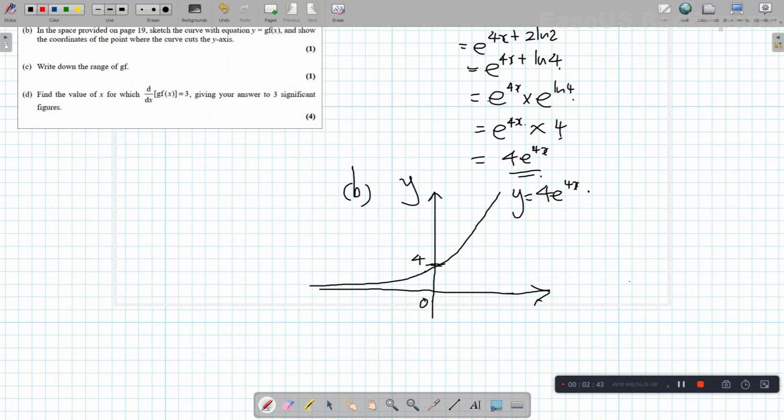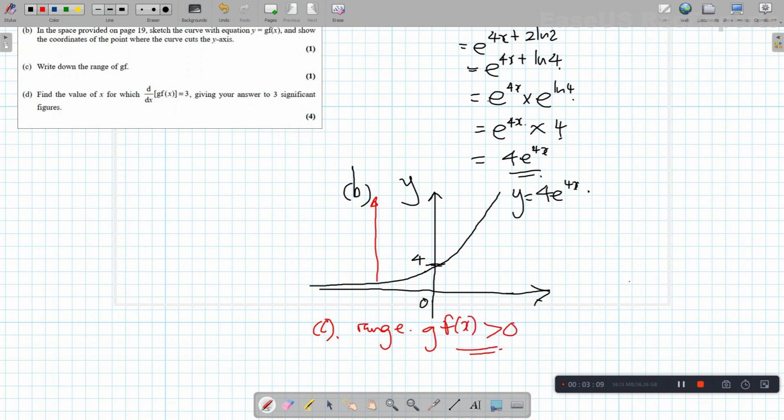Okay, the closest that it can go is 0, but it won't touch the 0, so it starts from 0, and if you look at it, it goes all the way up from 0 all the way. Okay, if I extend this line, it just goes to infinity. So therefore your range for C is g(f(x)) is greater than 0.